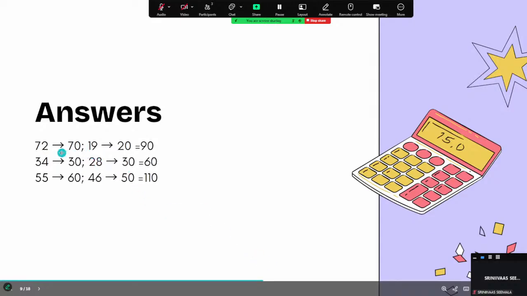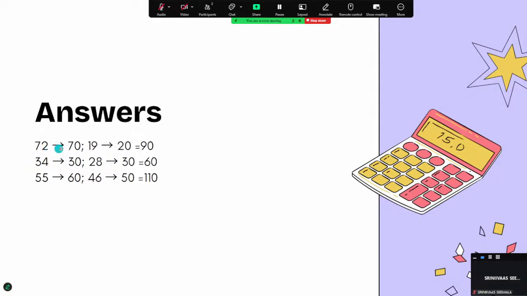Yeah. So here they did the same steps as us. 72 becomes 70. 19 is rounded to 20. Then you add 70 and 20 together. It's equal to 90. And same thing here, 34 rounds to 30 plus 28, which rounds to 30, so 30 plus 30 is 60. 55 rounds to 60, and 46 rounds to 50, so 60 plus 50 is equal to 100.